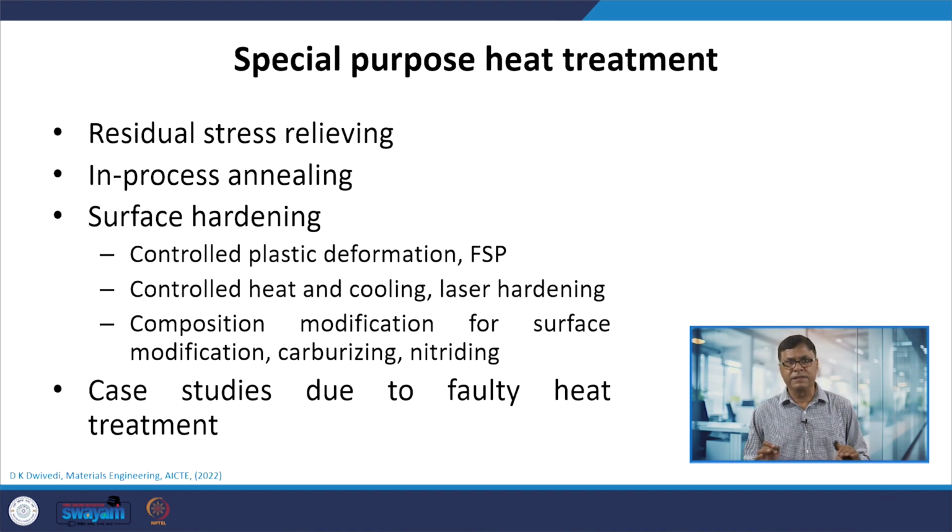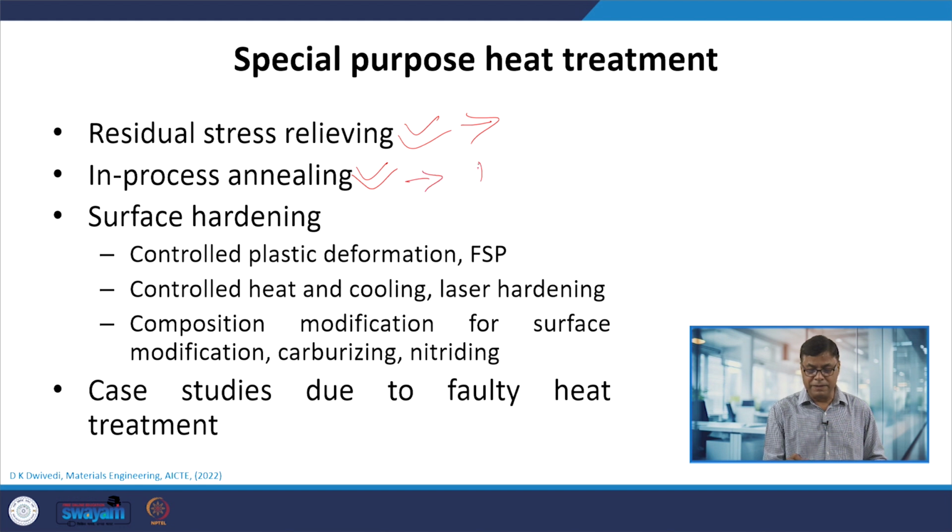Starting with this, the special purpose heat treatments are stress relieving heat treatment, which is for reducing the residual stresses, and in-process annealing, which is for inducing ductility, percentage elongation, and reducing the hardness introduced due to work hardening. And the surface hardening or case hardening heat treatments are done like these.